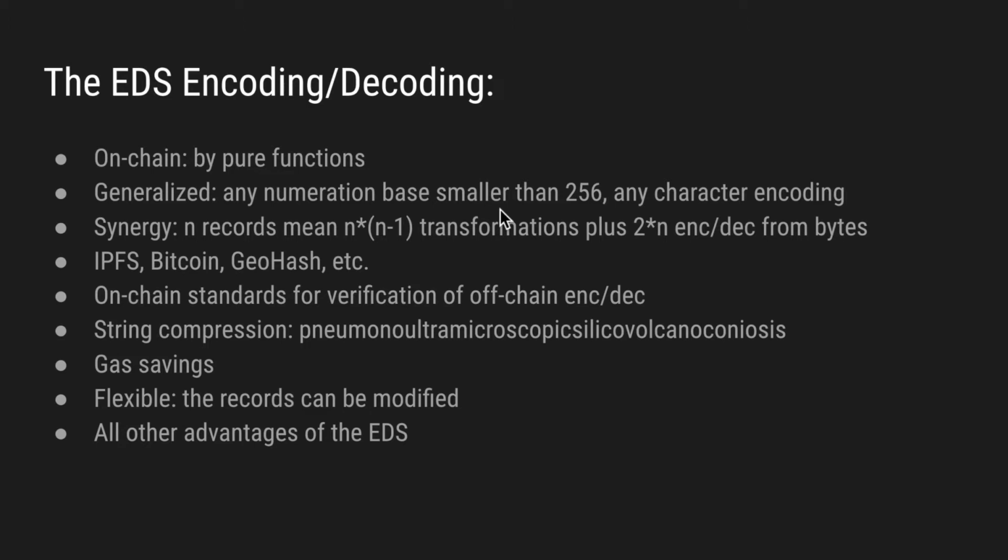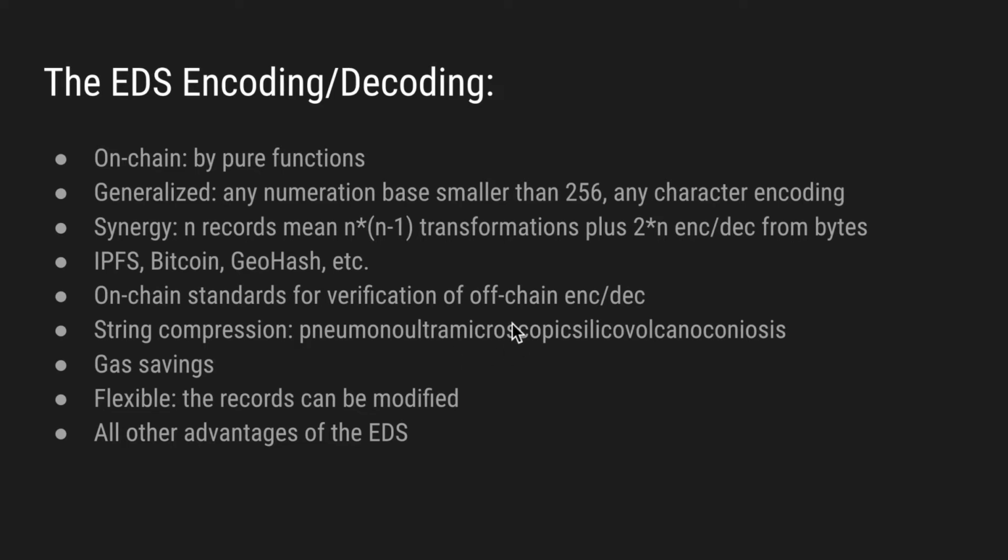N records, hence n types of encoding, is equivalent to n multiplied by n-1 transformations from one base to another, and the equivalent of 2 multiplied by n encodings from bytes to a base and decodings from a base to bytes. It can support encodings for IPFS, Bitcoin, GeoHash, so developers can have on-chain standards for verification of off-chain encodings and decodings. One major advantage for the EVM is benefiting from string compression to lower storage costs.